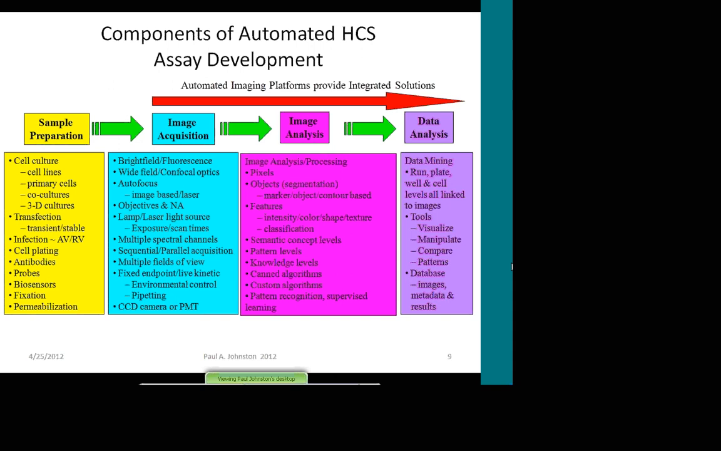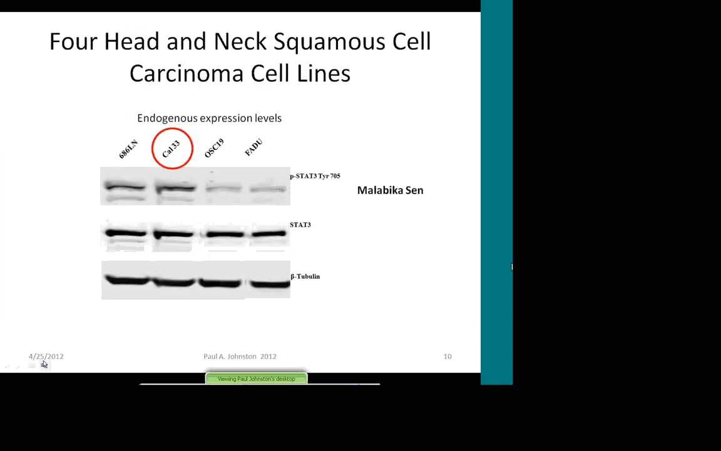So here I'm just listing the components of an automated high-content screening assay: development, sample preparation, image acquisition, image analysis, and data analysis. I've listed just a brief summary of some of the major factors involved in each of these steps. I'm going to take you through the assay development for the STAT3 screening assay and hopefully illustrate some of these issues for you.